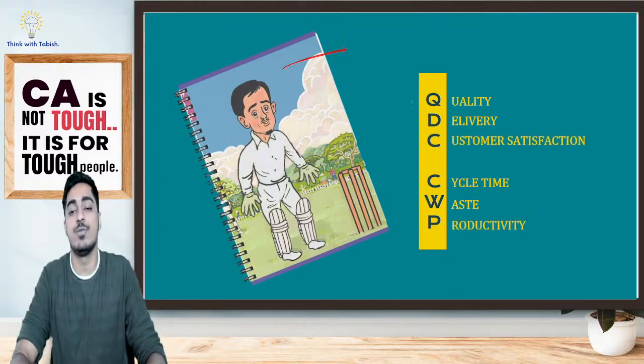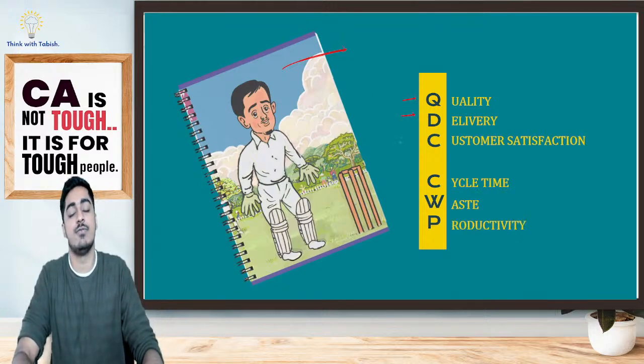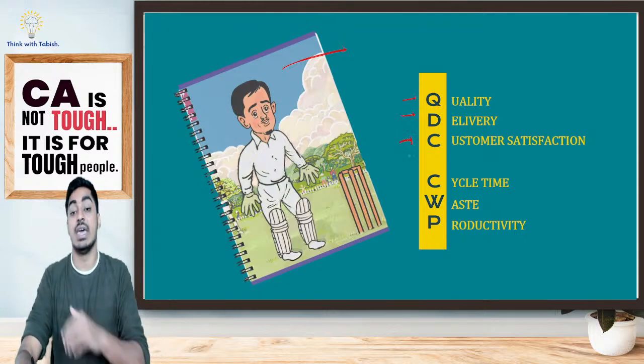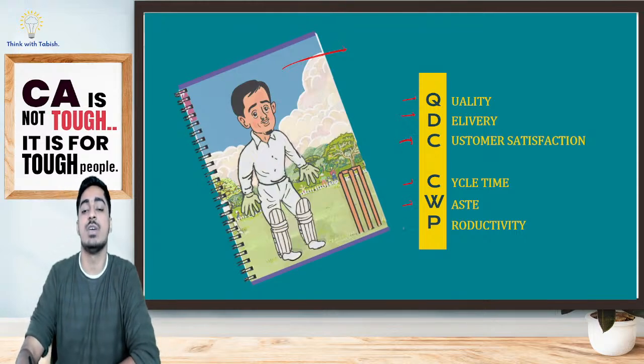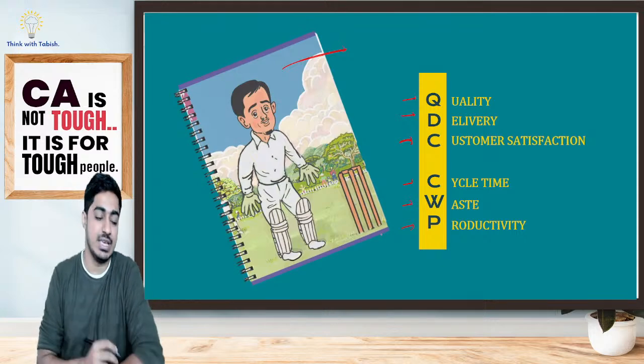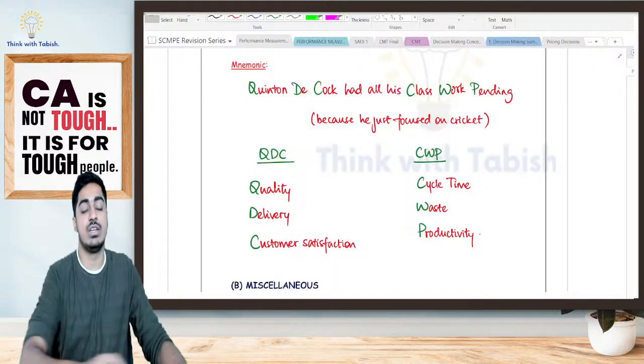Quinton de Kock: Q for quality, D for delivery, which will lead to C for customer satisfaction. Again, C for cycle time, W for waste, which will help me to achieve productivity. Is it clear, everyone? Should we continue, students?